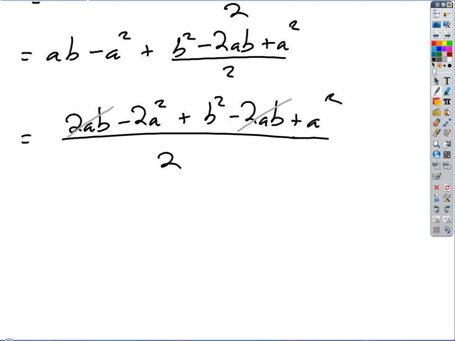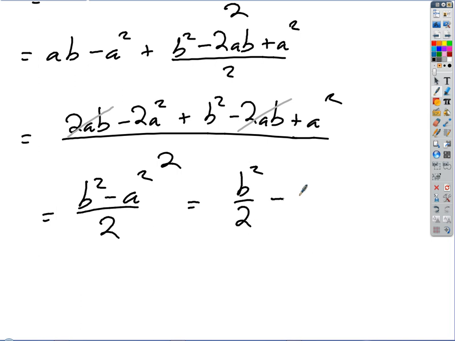And so my final answer ends up looking something like this: b squared minus a squared over 2. We could even write that if we wanted to as b squared over 2 minus a squared over 2.